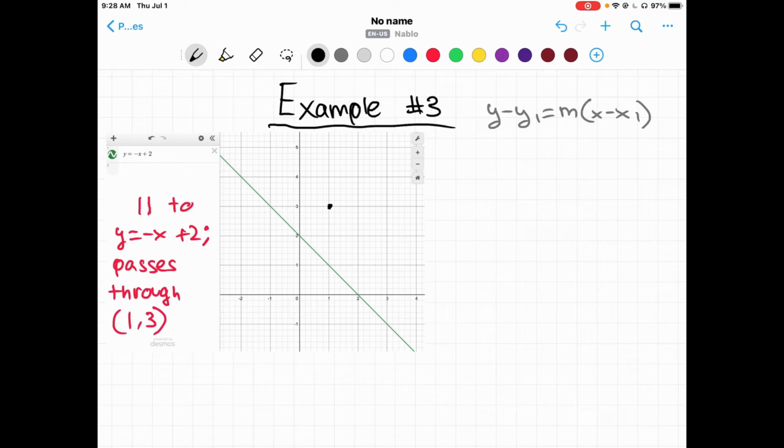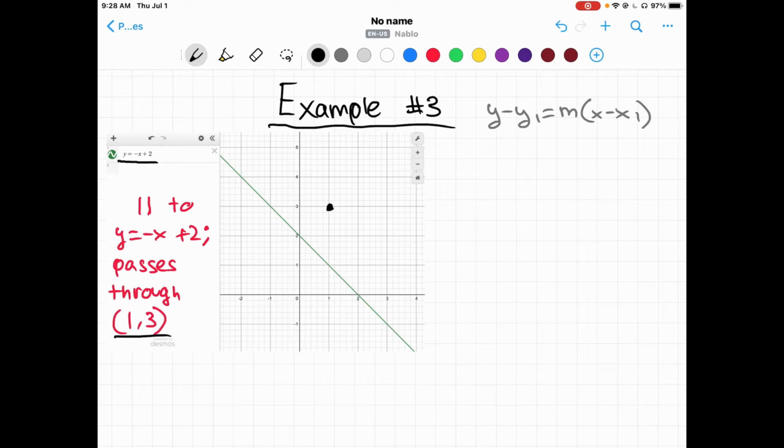Okay, so here we have another example. We are given this line, y equals negative x plus 2, and we are asked to find a line parallel to y equals negative x plus 2 that passes through the point 1 comma 3. So this point right here.